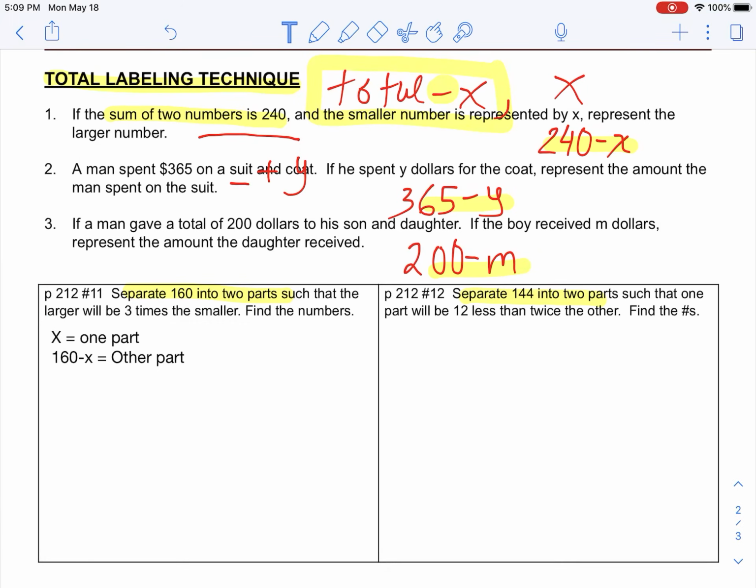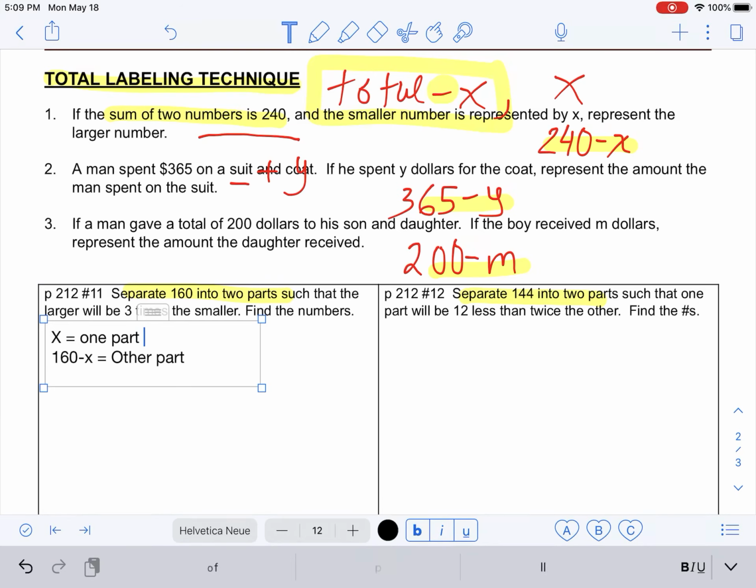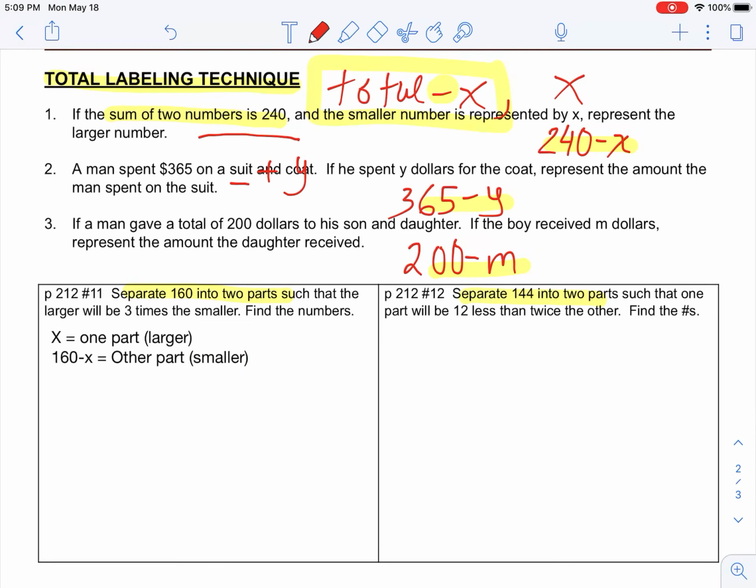Okay, I'm just going to decide, it's going to talk about the larger will be 3 times the smaller. You know what's cool about word problems? You get to just decide. I'm declaring the larger is going to be x. Why? Because I said so. And you know what? It's going to work out because I'm in charge. It's a weird thing about word problems. When you're creating a label box and defining variables, you get to be the boss.